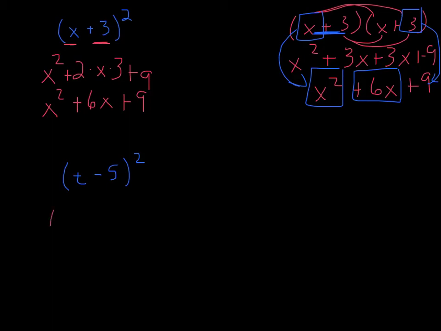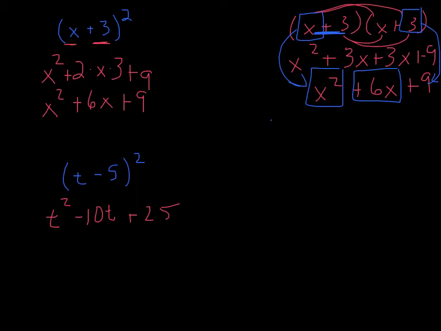Alright, so let's take a look at this one. We square the first one, t squared. Square the last one, negative 5 squared is plus 25. We got negative 5t, so t times negative 5 is negative 5, and then times 2 is negative 10t. And that's your answer. Pretty simple, right? But you got to remember the steps. So this is squaring a binomial. You square the first one, square the last one, multiply them together, and multiply it by 2. That's it.